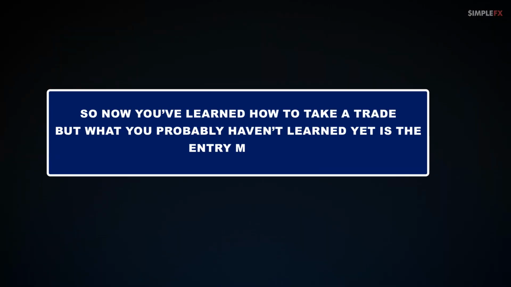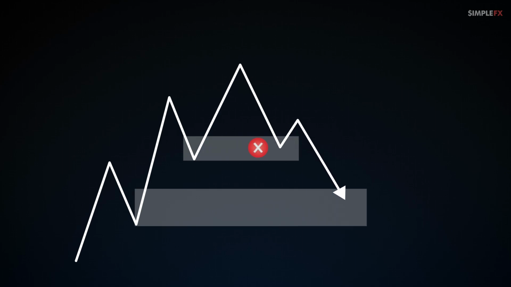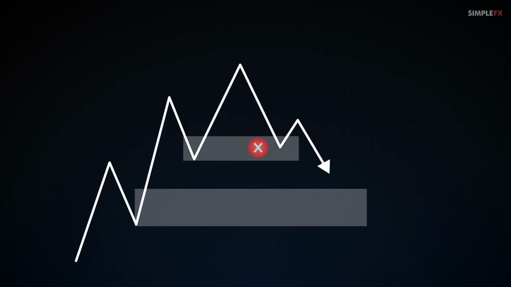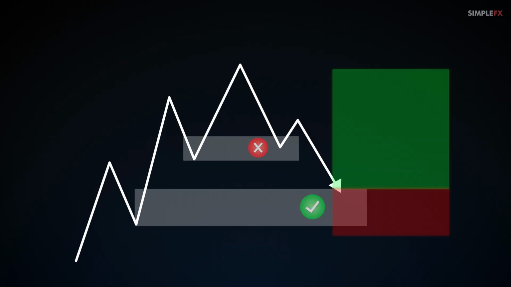But what you probably haven't learned yet is the entry model. This is what helps us spot fake demand and supply zones. And more importantly, it helps us reduce risk. Here's the real game changer. There are 3 mechanical entry models that can completely transform your trading. Once you start using them, you'll not only become more profitable, you'll also be able to filter out the fake zones with confidence. Why? Because these entry models don't appear in fake zones. They only form at the real, high-probability zones, where the smart money actually steps in.